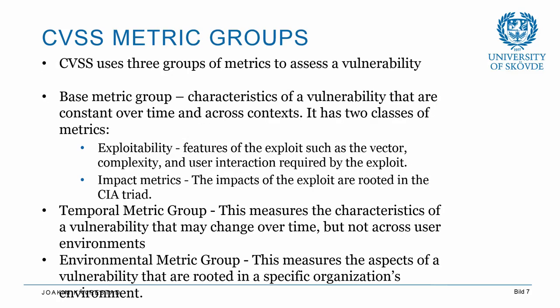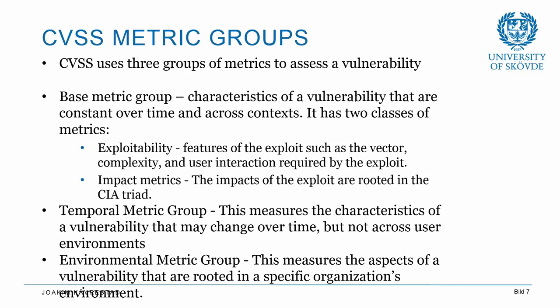Let's use the next few slides to have a small overview of how CVSS is built and how it works. If you want all the details, you have to refer to the written material. Essentially, CVSS uses three different groups of metrics to assess a vulnerability. First we have the base metric group, which is essentially characteristics of a vulnerability that will be consistent over time and across different contexts. So whenever you find a vulnerability, the metrics or characteristics of this vulnerability that will remain the same are in the base metric group.